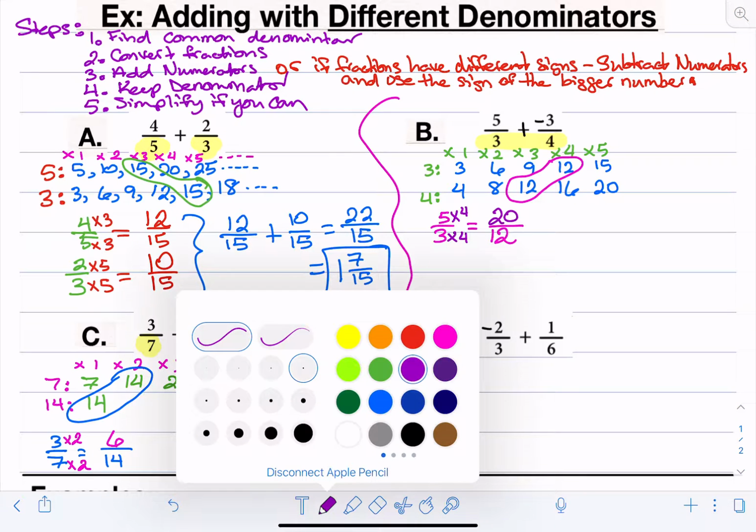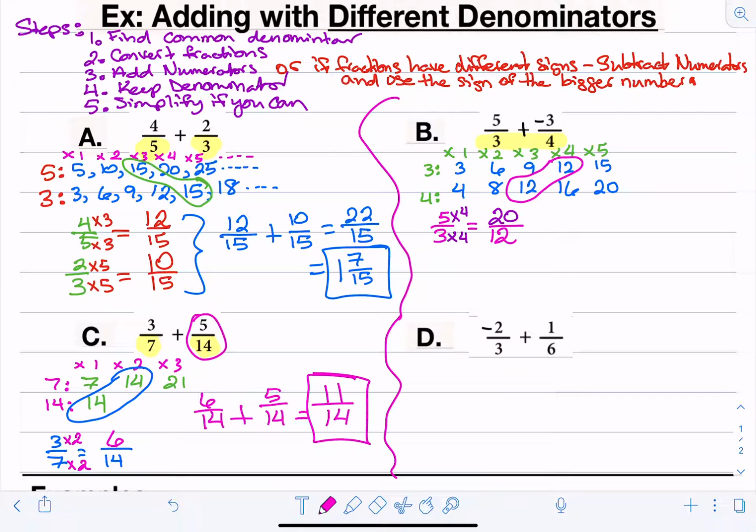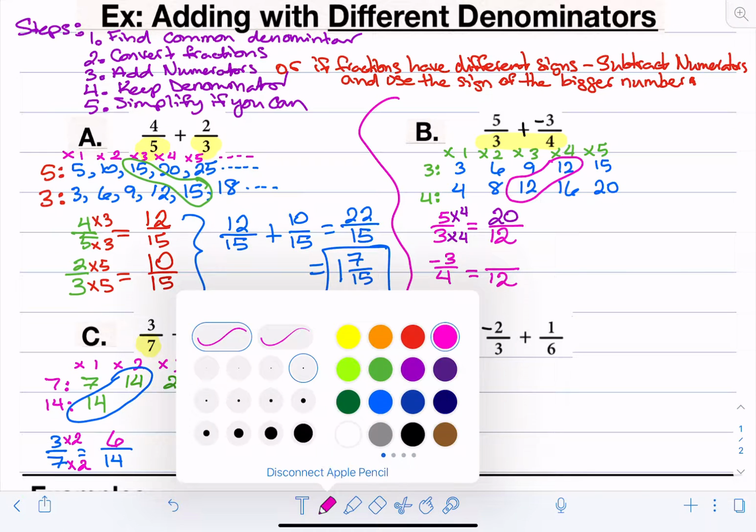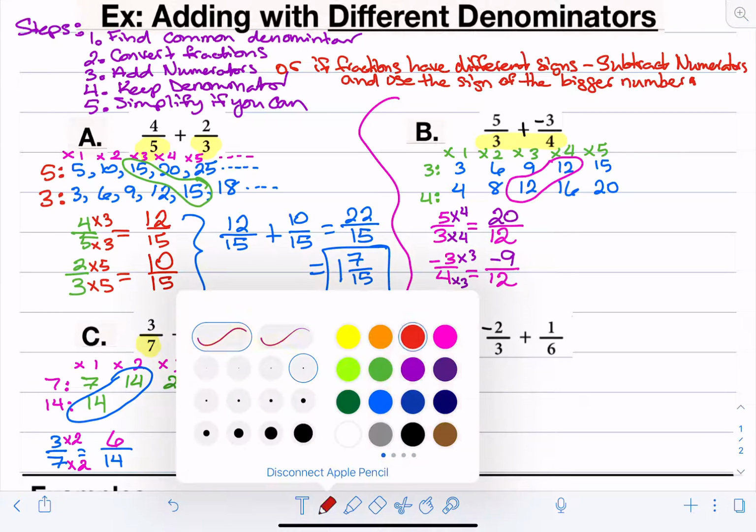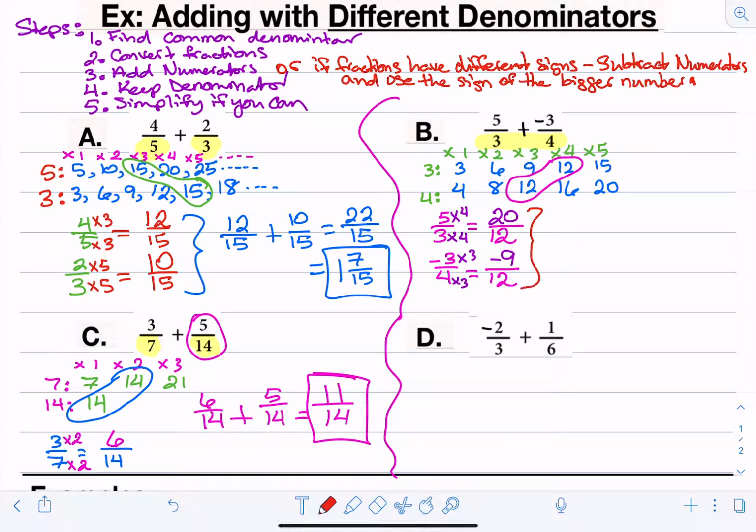Okay. Now we can convert our second fraction. We have -3/4. I need to make it so it has a denominator of 12. What did we do to that 4 to turn it into 12? Well, we multiplied by 3. So whatever we do to the bottom, we have to do to the top. And we get -3 times 3, which is -9. Okay? So now that our fractions have been converted, we now have 20 over 12 plus -9 over 12.